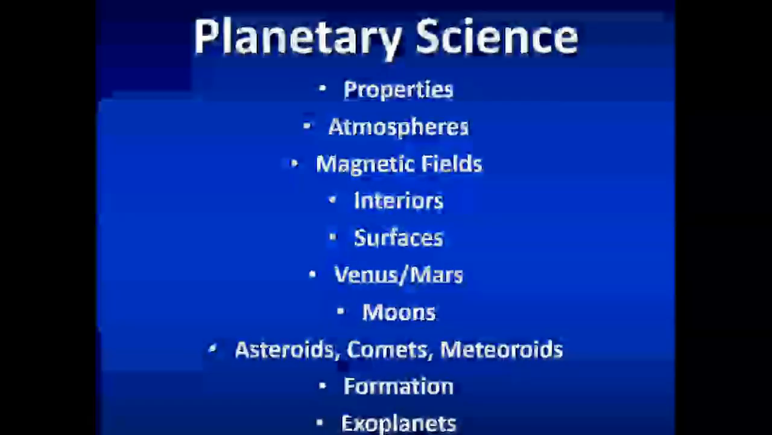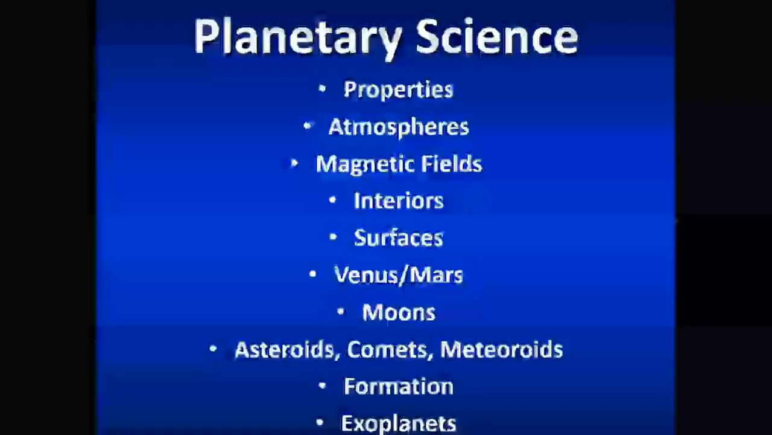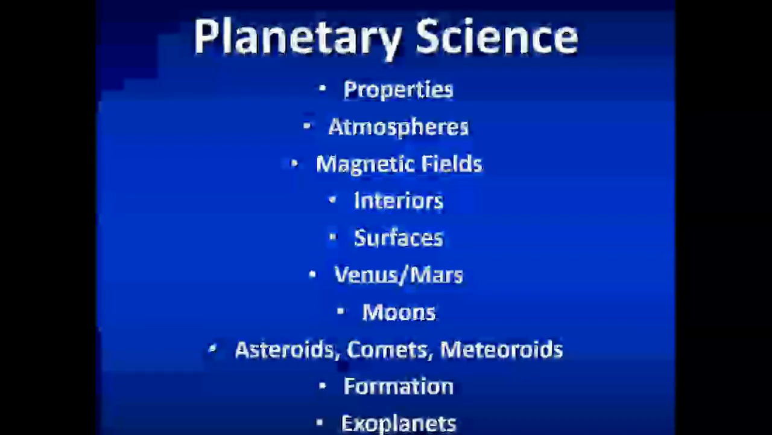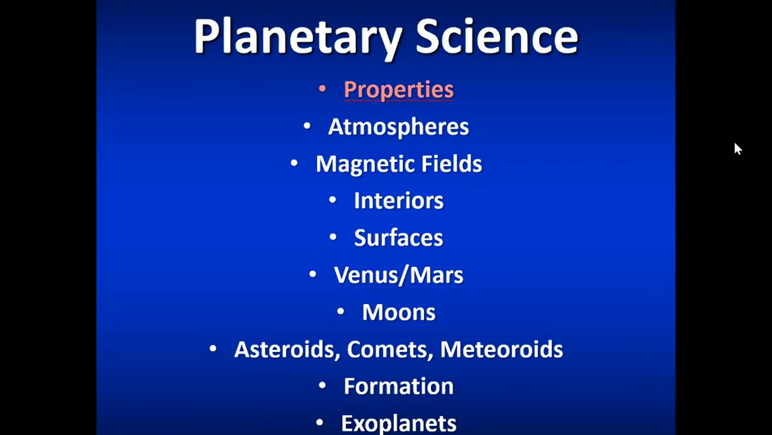We'll look at the moons in the solar system, lots of great, interesting worlds out there that are circling our planets. We'll talk asteroids, comets, and meteoroids. We'll look at the very formation of our solar system and then look at some solar systems outside of our own sun, other planetary systems, in our discussion on exoplanets. So let us begin with our discussion of planetary properties.